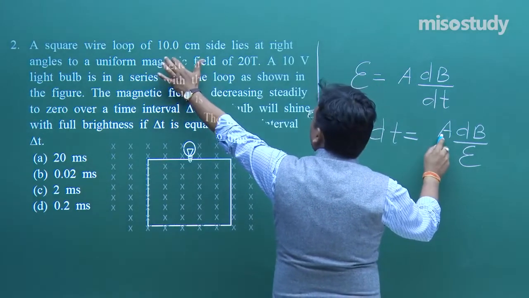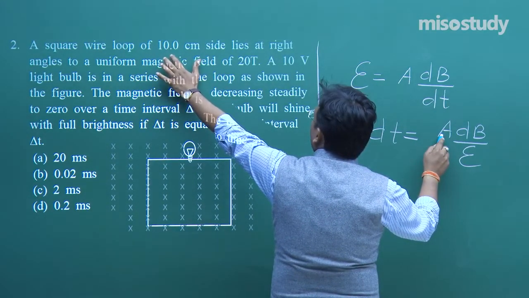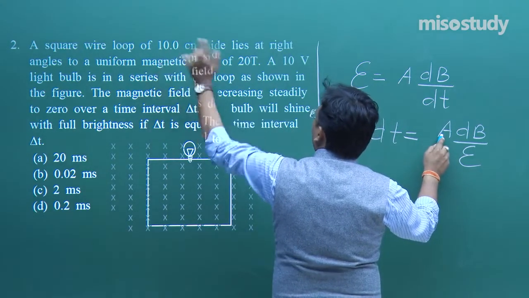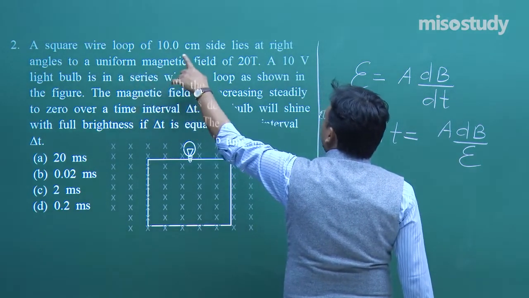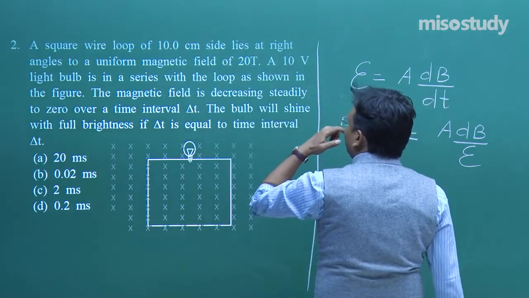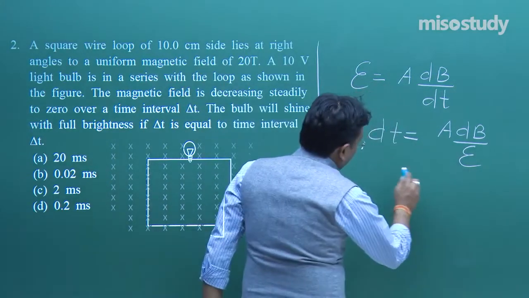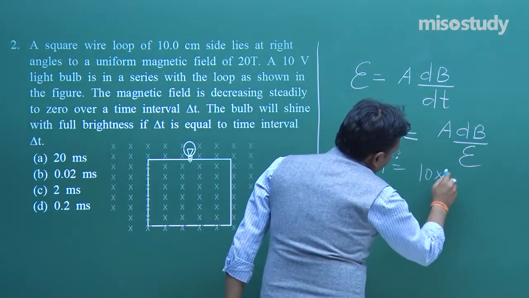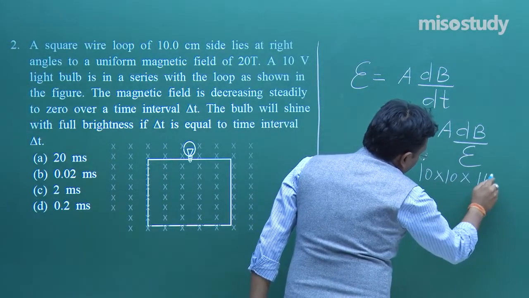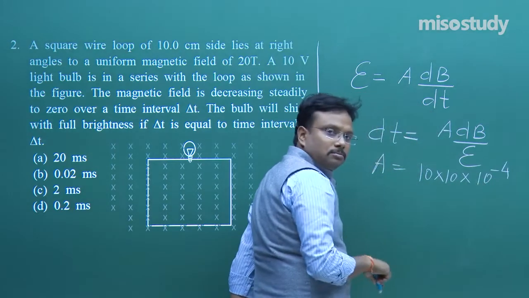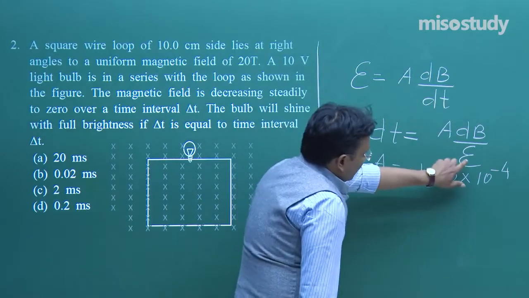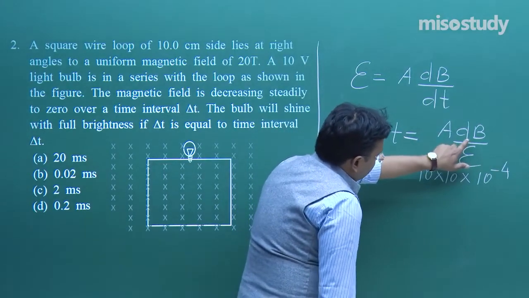A is 10 into 10 to the power minus 2 into 10 into 10 to the power minus 2, because it is the side of a square. So, area of a square is L into L. So, A is equal to 10 into 10 into 10 to the power minus 4. We have to convert in meters. Fine. And this value is how much and this value is how much?